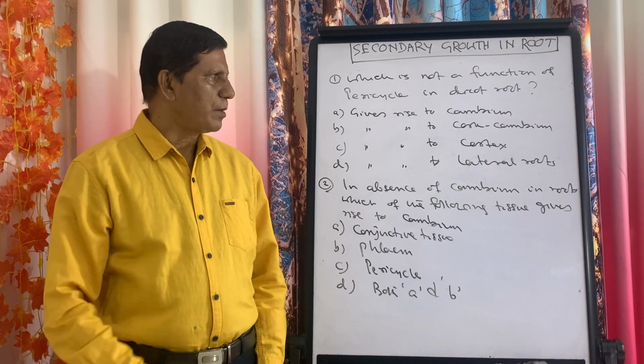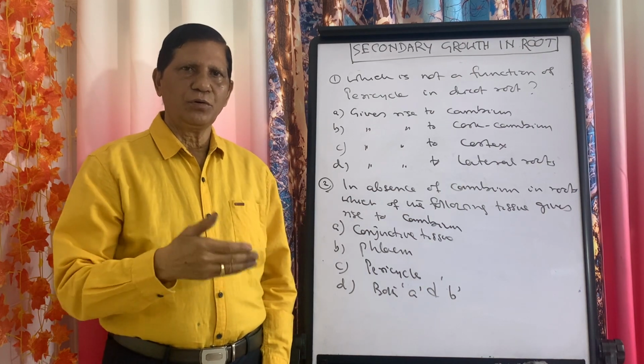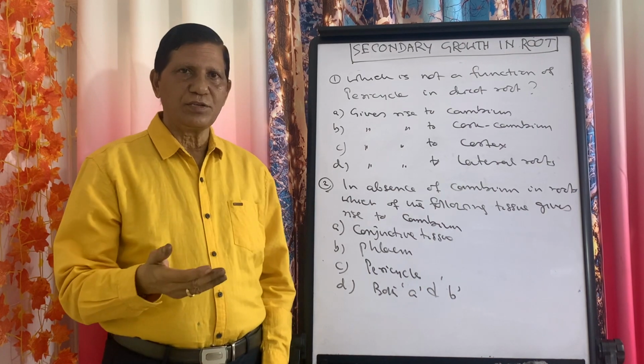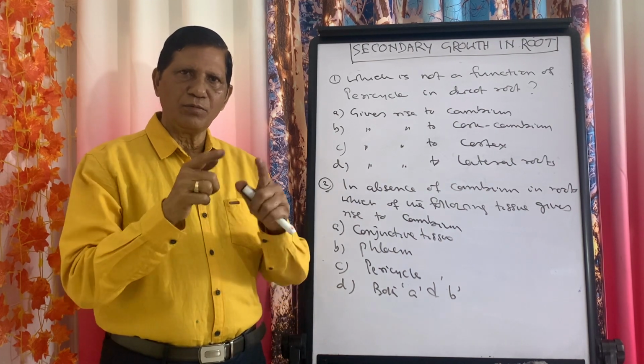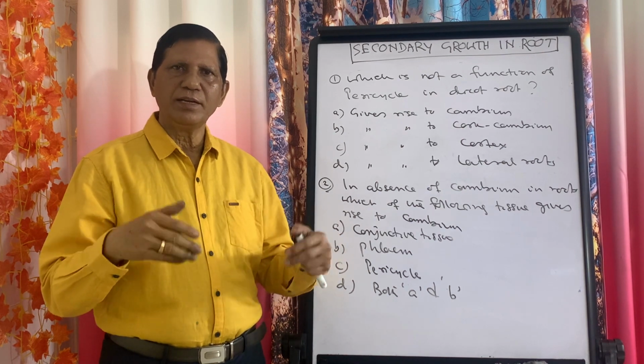I hope you have clearly understood how the growth of the root takes place in the stellar and extrastellar region, how the cambium initially became wavy, then became rectangular, then became circular.